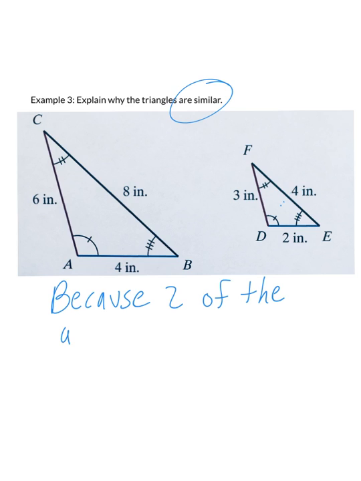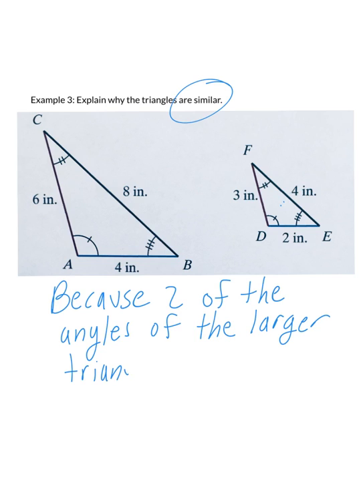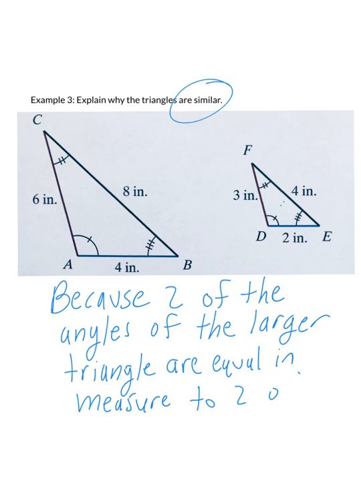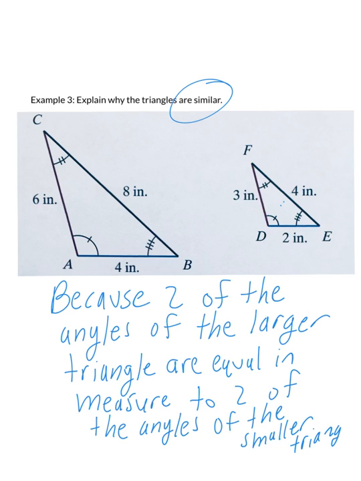of the angles of the larger triangle are equal in measure to two of the angles of the smaller triangle. So why do they just say two angles are the same?